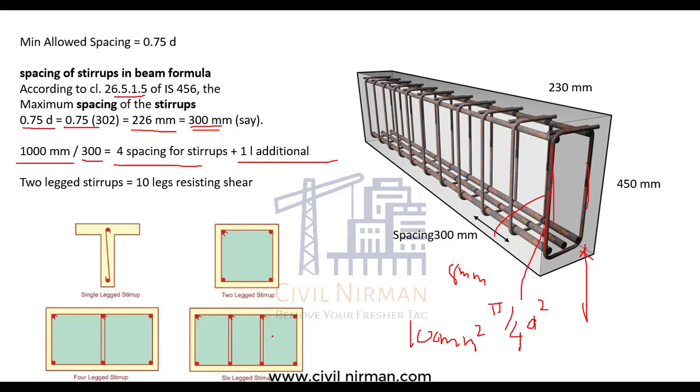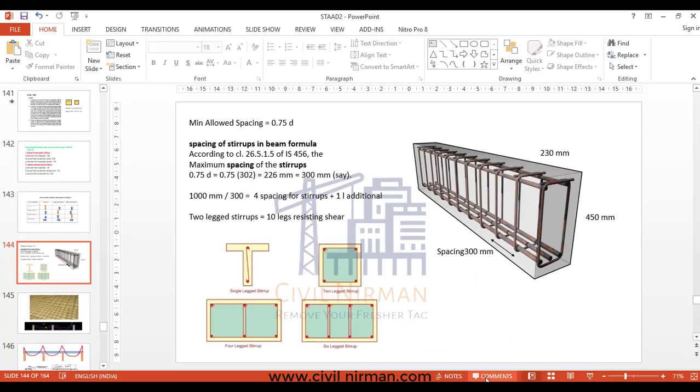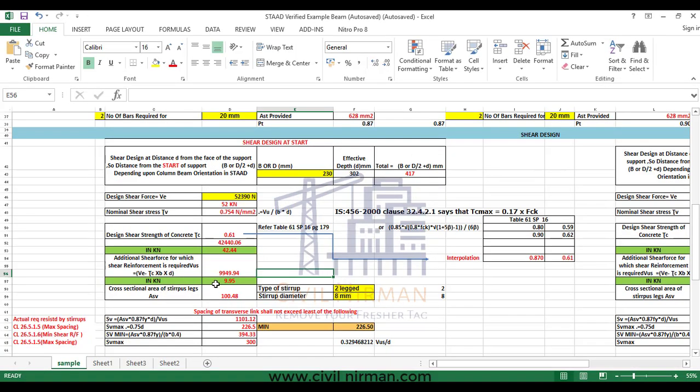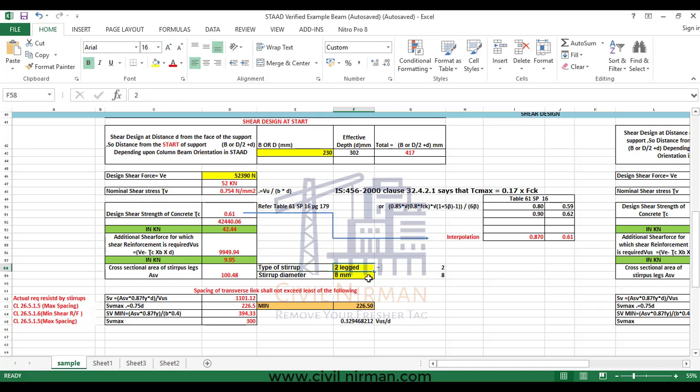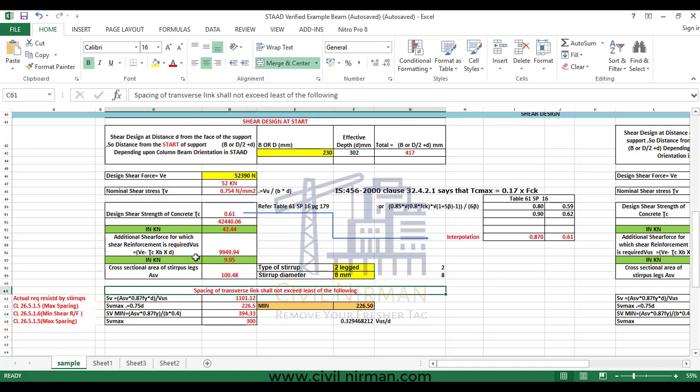Okay, here I have shown the cross section as well. So 10 legs will resist your shear. So based on the shear reinforcement requirement, you can cross check that. Okay, now let's move on to the calculation again. Now see, as per the codal provision, if I go with a 2-legged 8 mm diameter stirrup, right, the cross sectional area of the stirrup will be 100 mm square.